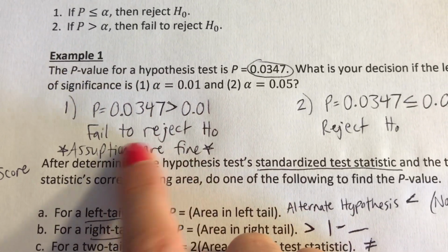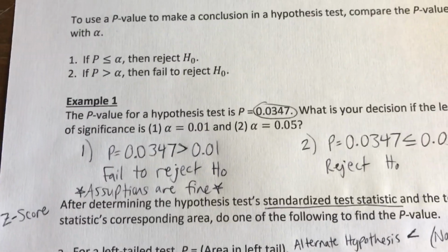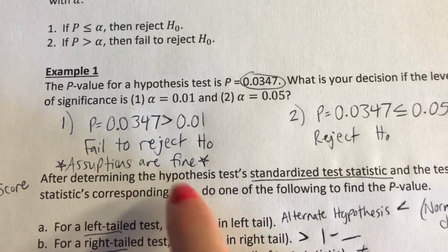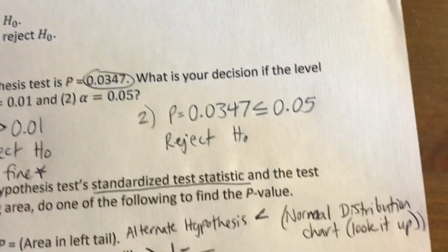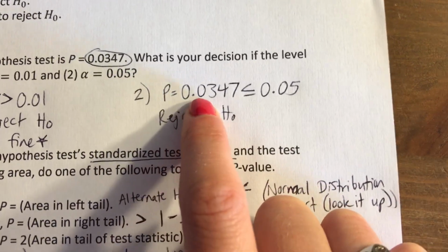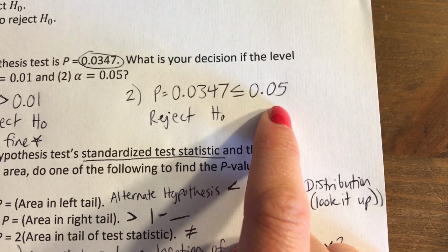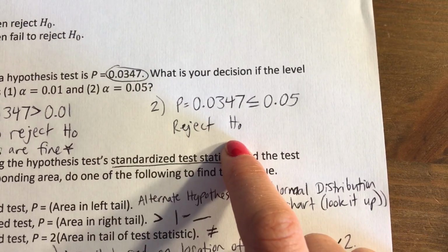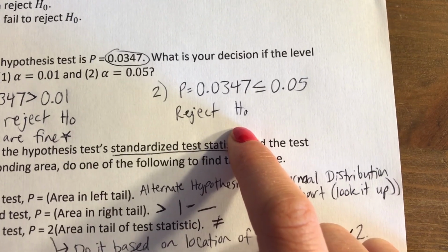So therefore, we would fail to reject our null hypothesis, meaning that our assumptions are fine, meaning that our predictions are okay. Okay? Now over here, we have 0.05, and 0.0347 is in fact less than 0.05. And so we would reject our null hypothesis. So it would most likely not happen.